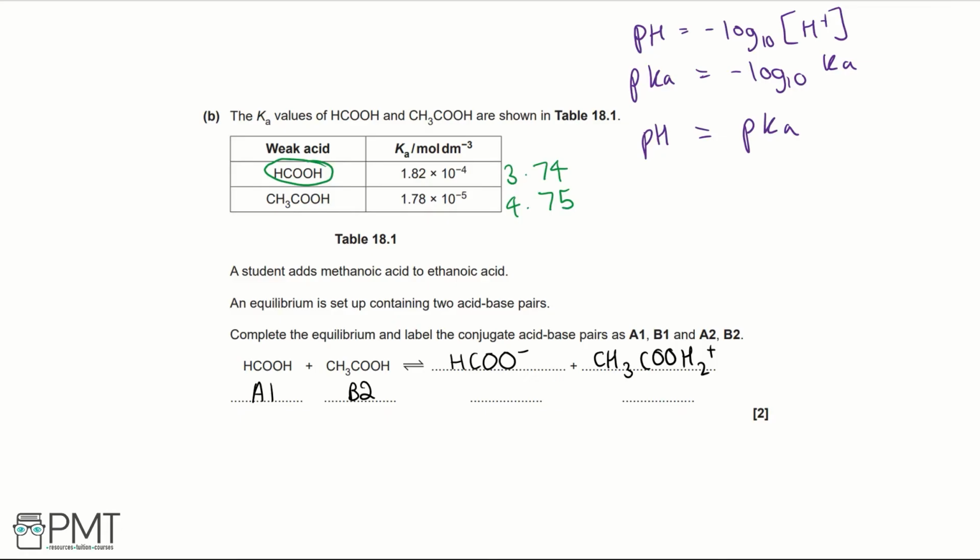Now we need to label the acid and base conjugate pair. So we have B1 and A2. To get the 2 marks for this question, you get a mark for the equilibrium and then you get a mark for your conjugate acid-base pairs.